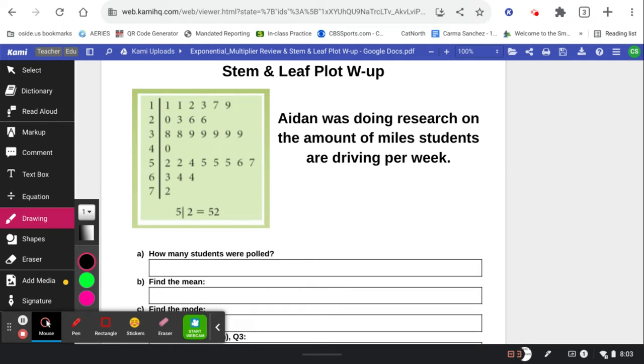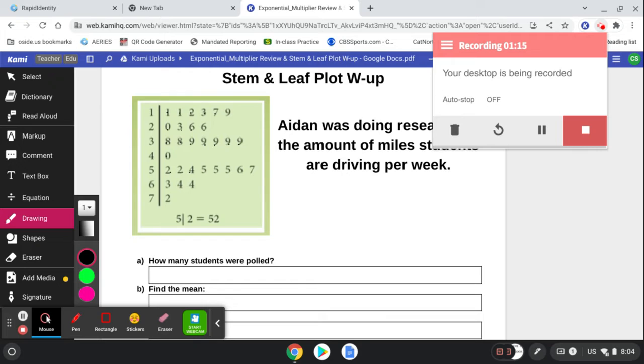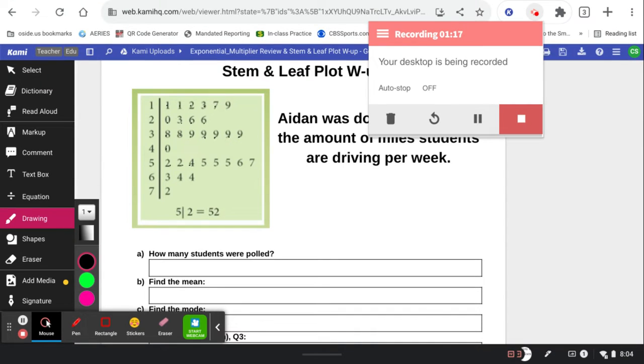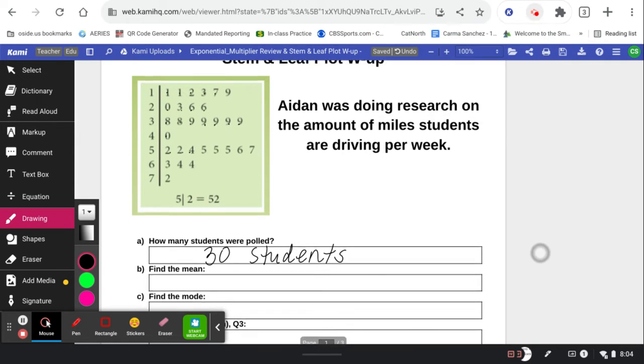So how many students were polled? Just count the ones on the right. 1, 2, 3, 4, 5, 6, 7, 8, 9, 10, 14, 15, 16, 17, 18, 19, 20, 21. So count those and double check to see. Did you get 30 students when you counted? Always double check it once or twice to make sure you're getting the correct amount.